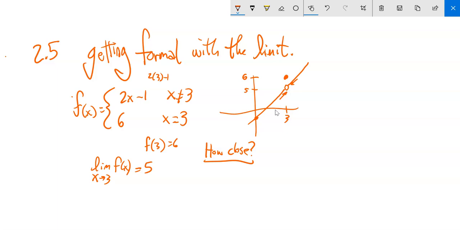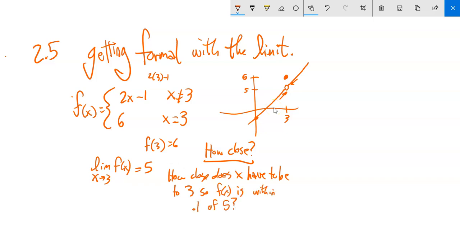So let's ask a question. We should be able to ask this question for any value. So something like this. How close does x have to be to 3 so f of x is within 0.1 of 5? So notice this is like a tolerance question. I'm going to tell you how close I want you to be to that limit. You should be able to tell me what's the range, how close you need to be to the input in order to get that. So it's a little game we could play.